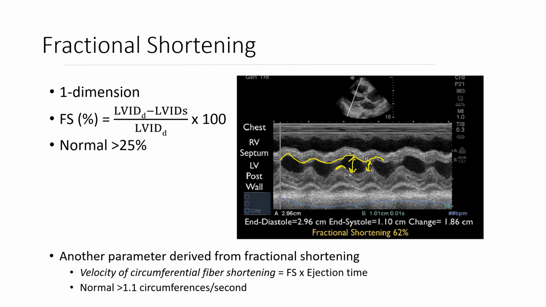From fractional shortening, another parameter can be calculated called the velocity of circumferential fiber shortening. That is the fractional shortening multiplied by the ejection time, and normal is greater than 1.1 circumferences per second.